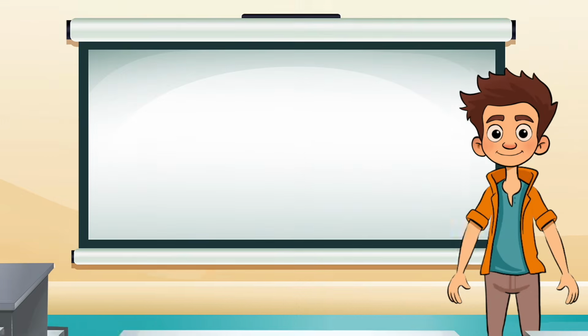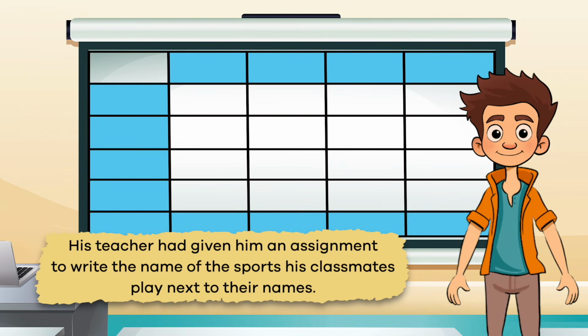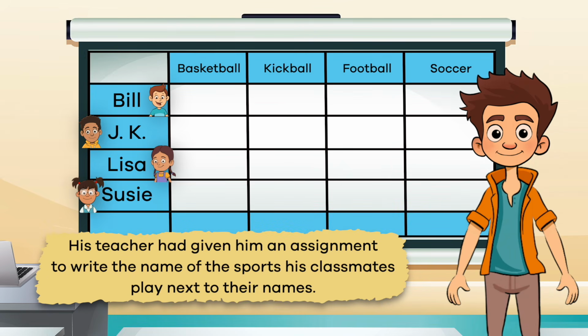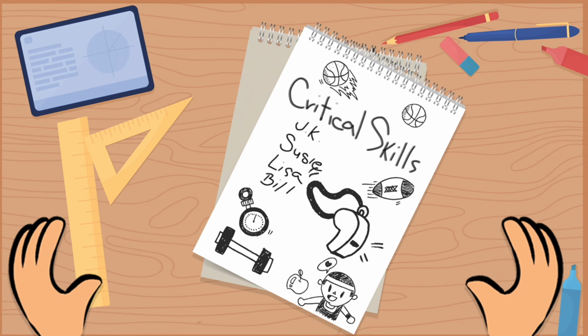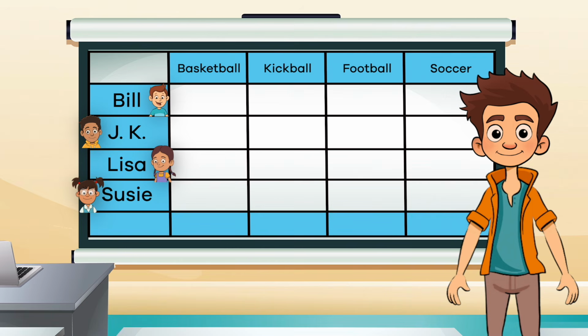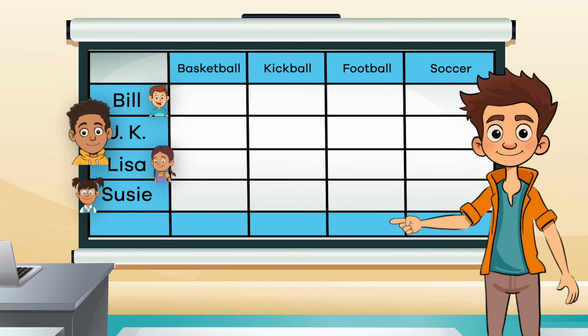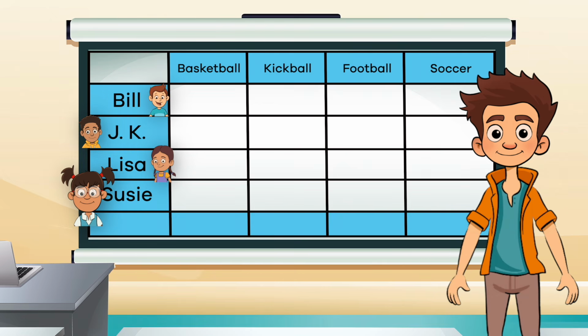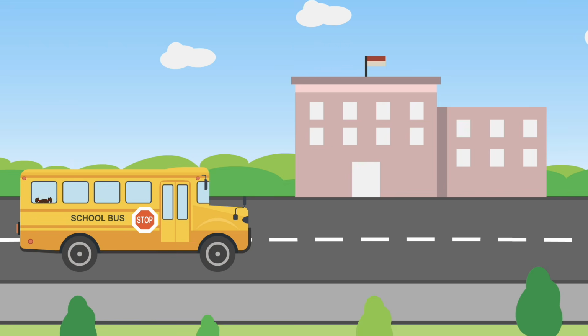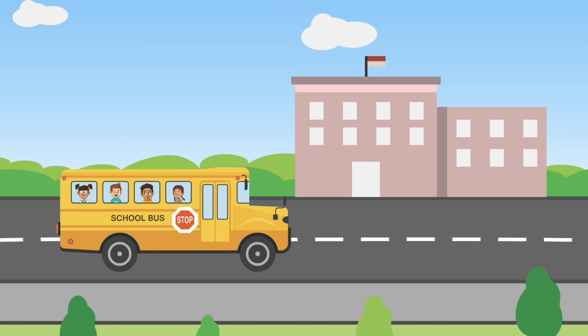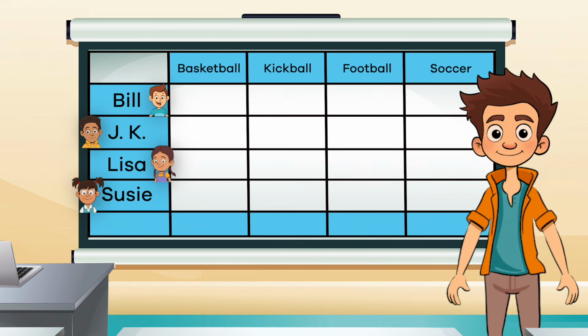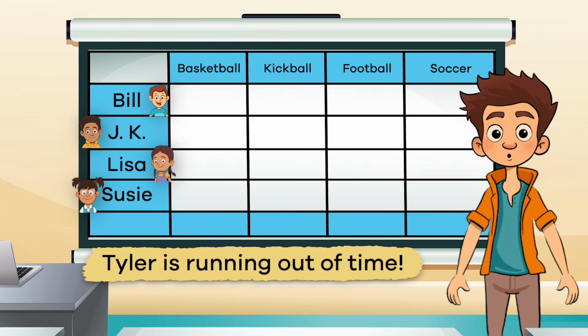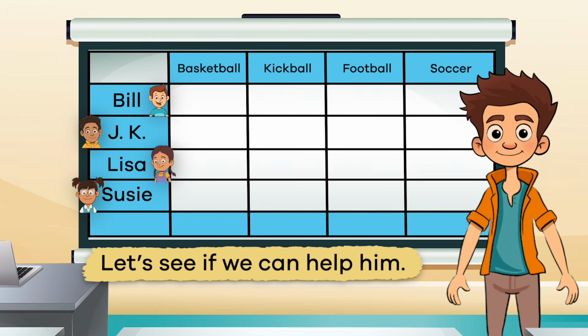Tyler has a problem. His teacher had given him an assignment to write the name of the sports his classmates play next to their names. But Tyler did not take great notes. So, he has to remember what sports 4 of his classmates, Bill, JK, Lisa, and Susie, like to play. The worst part? He cannot ask them again because all of them are on a field trip. What a bummer! Since the assignment is due today, Tyler is running out of time. Let's see if we can help him.